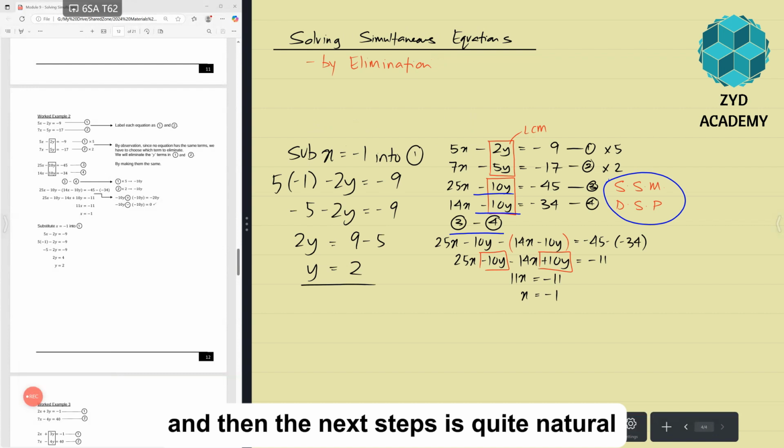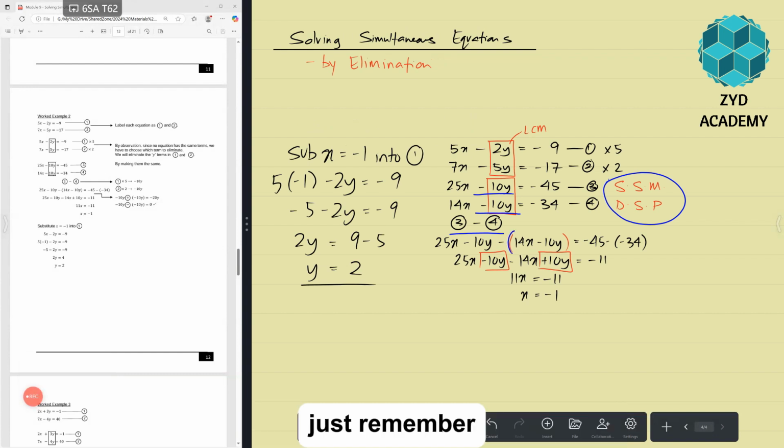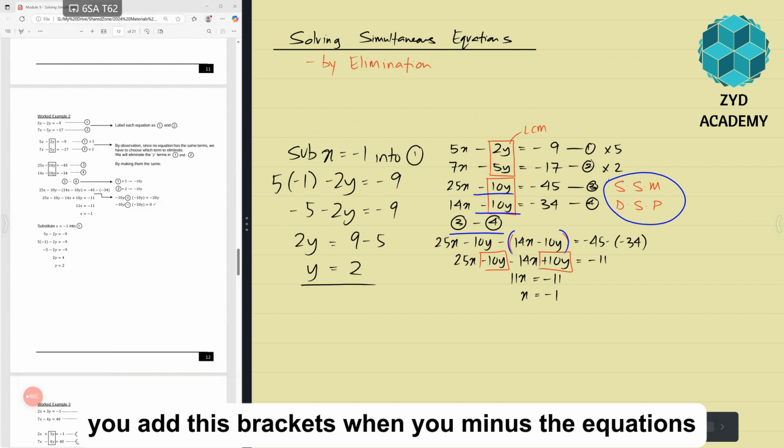And then the next steps are quite natural. Just remember, you add the brackets when you minus the equations.